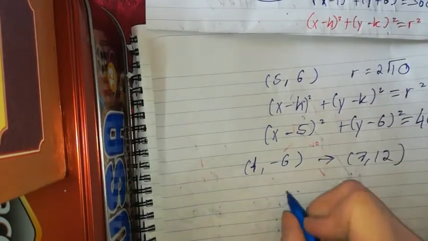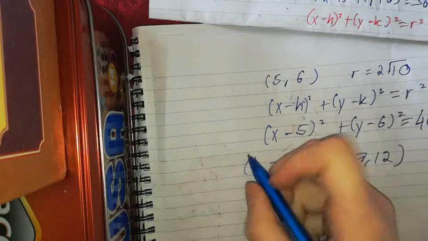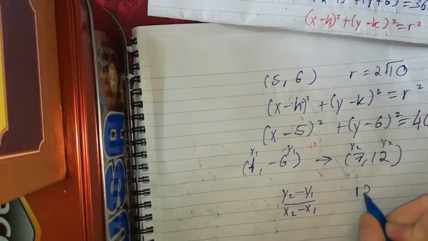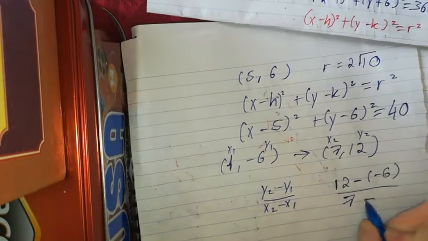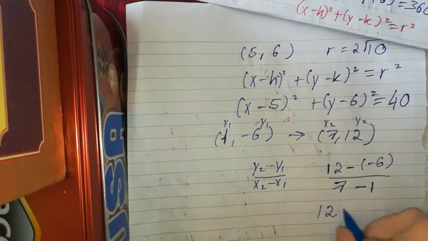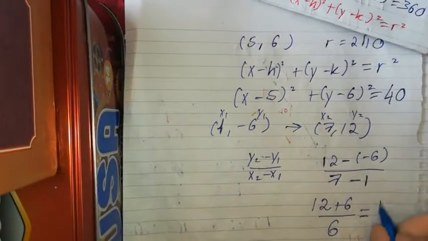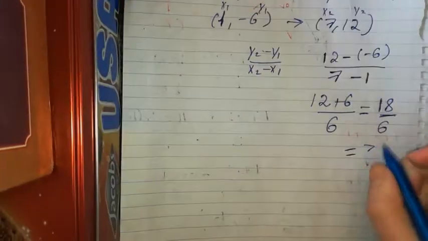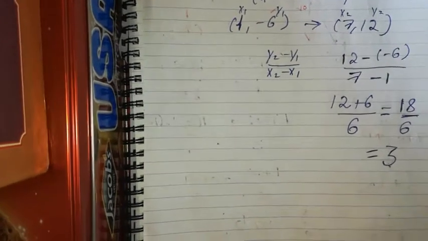Then that'll be y2 minus y1 over x2 minus x1. So y2, 12 minus y1, so minus 6, over x2, which is 7, minus x1, which is 1. So that's going to be 12 plus 6 over 6, which is 18 over 6, and that's going to give us a slope of 3. So the slope from the center of our circle to the point (7, 12), where the point of tangency is, is 3.